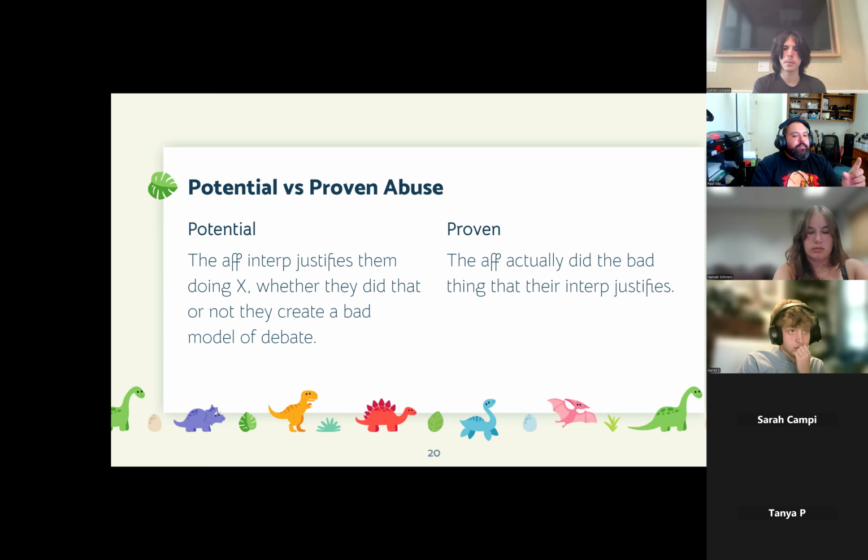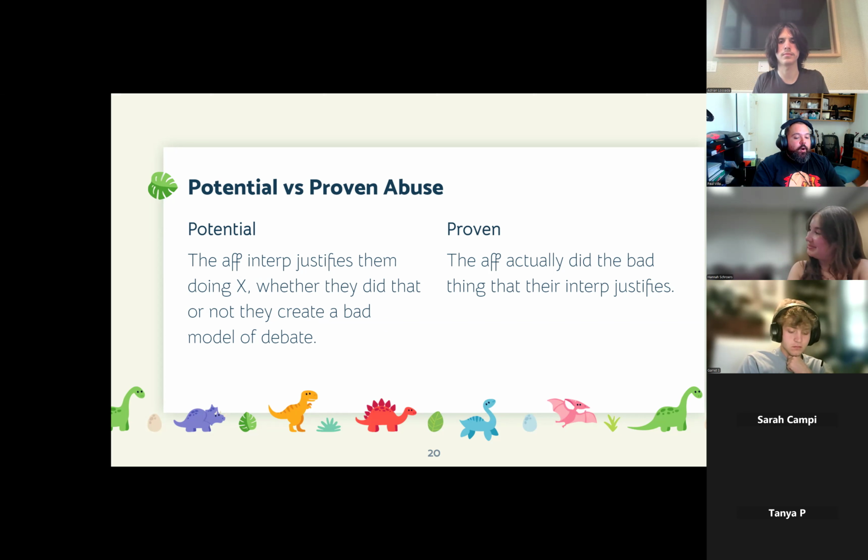Now, where is potential abuse a little more potentially reasonable and isn't about other rounds? Condo, right? Because they can say we're conditional, but then still go for the counterclaim. Is that proven abuse or potential abuse? Well, they were condo, but they didn't remove it unilaterally from the debate, which is what most of our standards were about. So it's technically potential abuse.